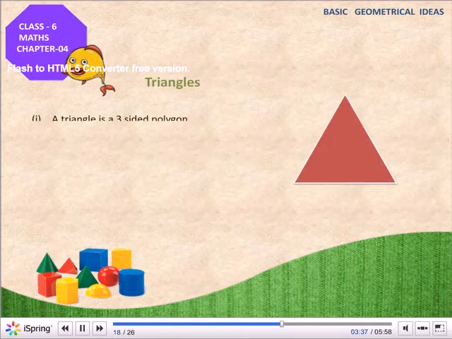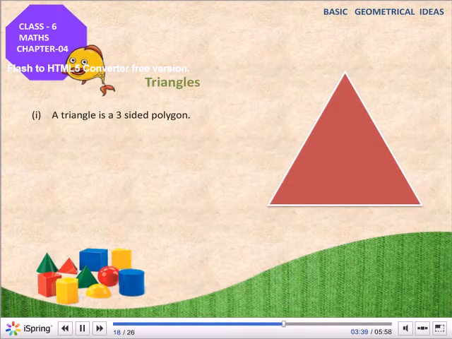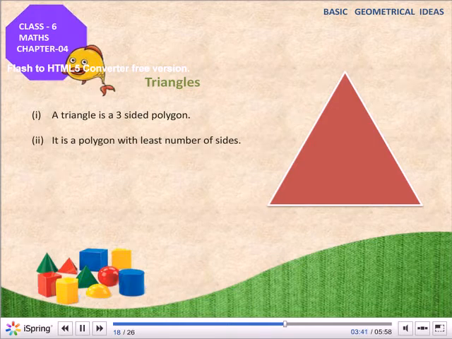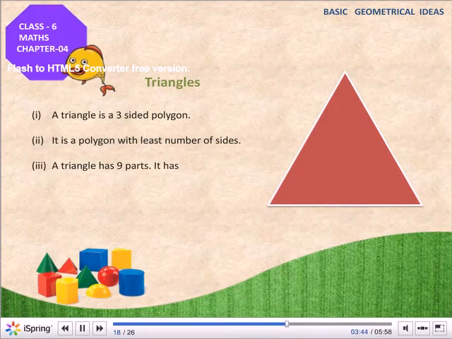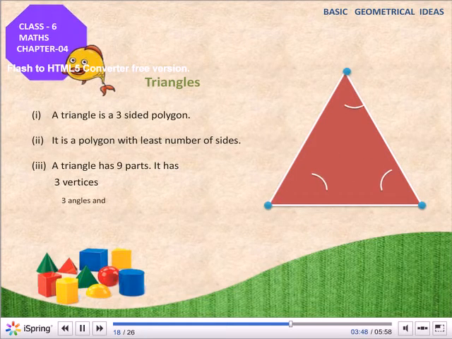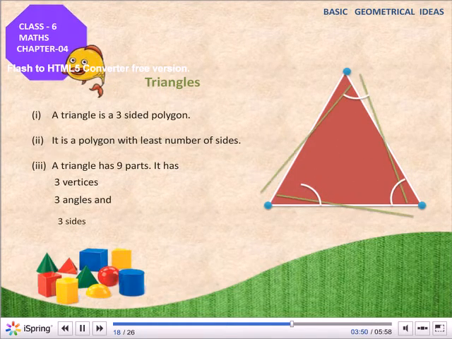Triangles. A triangle is a three-sided polygon. It is a polygon with least number of sides. A triangle has nine parts. It has three vertices, three angles, and three sides.